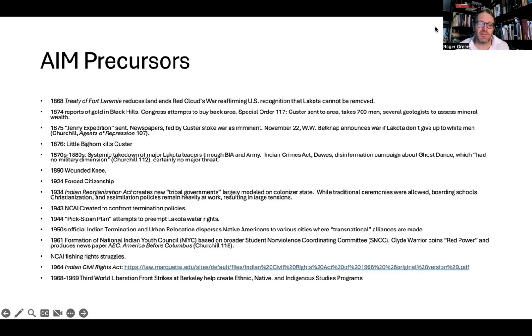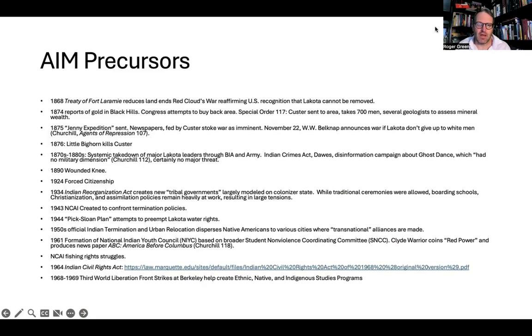In the 1950s, we see the official Indian termination policy being wheeled out by the U.S. government in response, right, to that Genocide Convention, right? Because if there are no formal relationships between natives and the U.S. government, then the U.S. government can no longer be charged with genocide against native peoples, right?